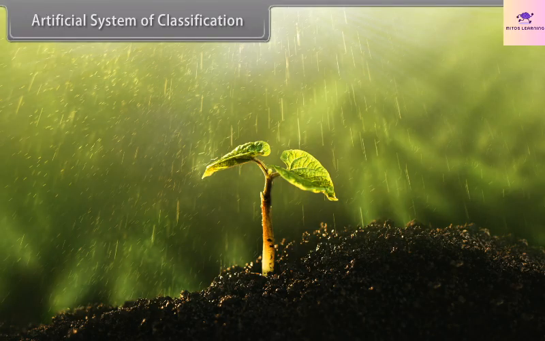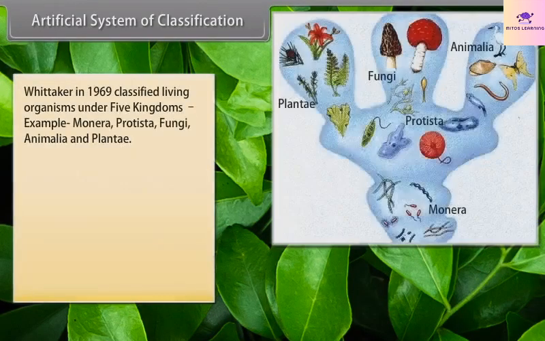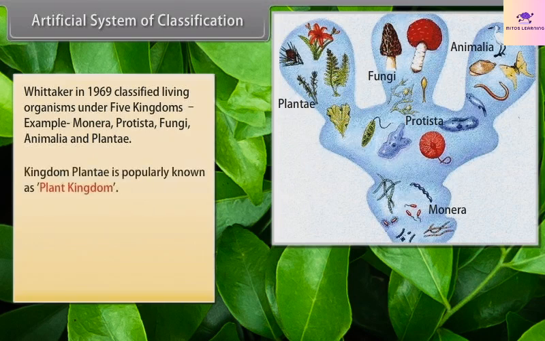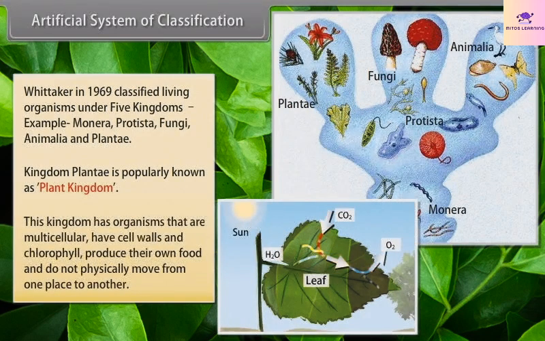Artificial System of Classification. Whittaker in 1969 classified living organisms under 5 kingdoms. Example: Monera, Protista, fungi, Animalia, and Plantae. Kingdom Plantae is popularly known as Plant Kingdom. This kingdom has organisms that are multicellular, have cell walls and chlorophyll, produce their own food, and do not physically move from one place to another.